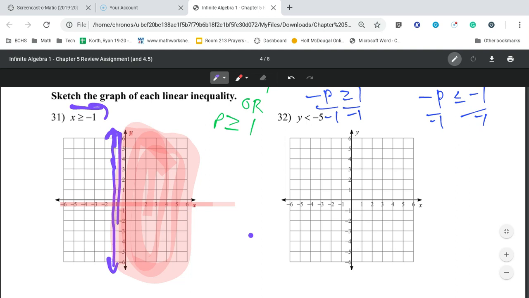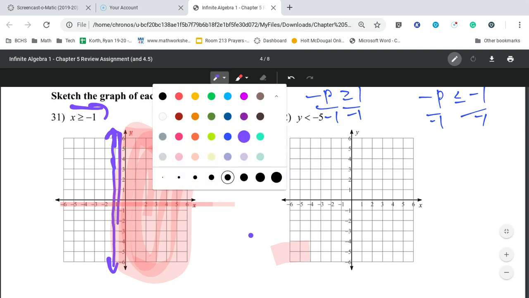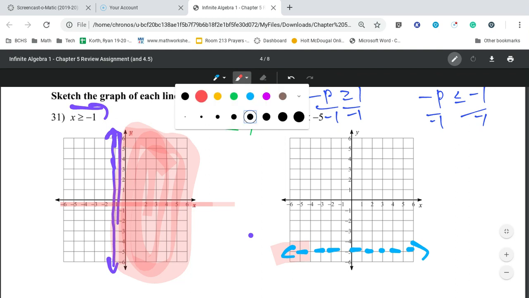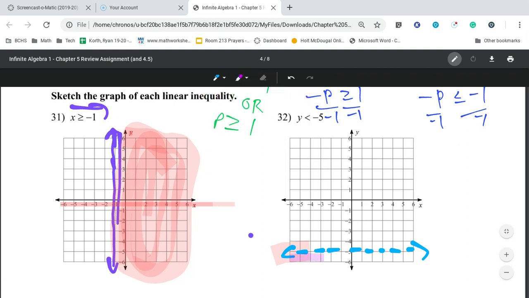Y lines are horizontal lines. It's a dashed line this time because it's not an equal to. And we're shading below, so that's going to be hard to do. Just down here. I mean, technically it's all of this space too, to infinity and beyond. Shade below for less than.